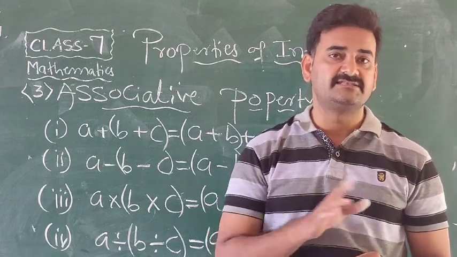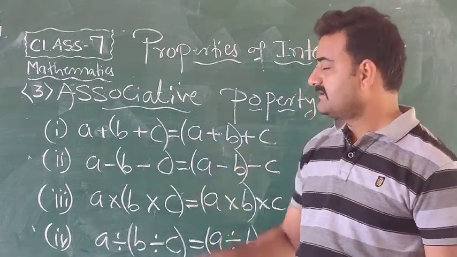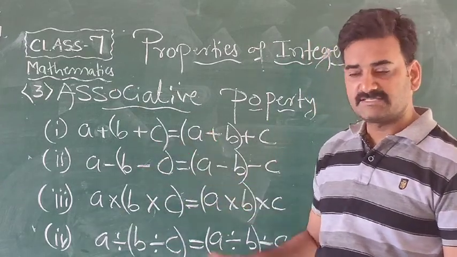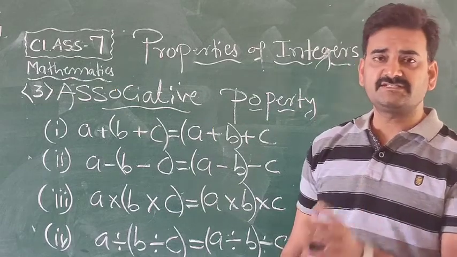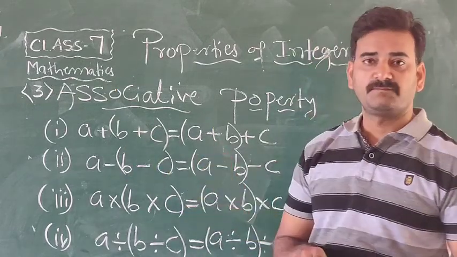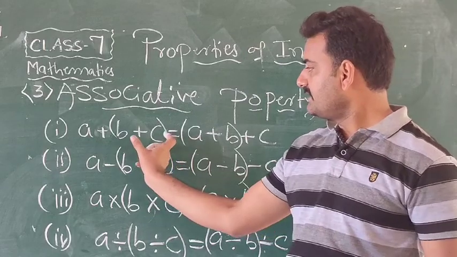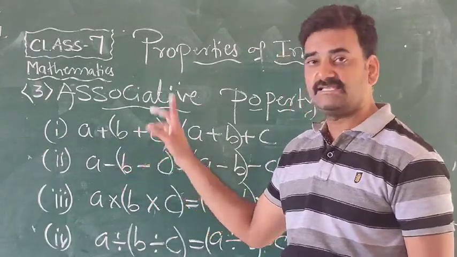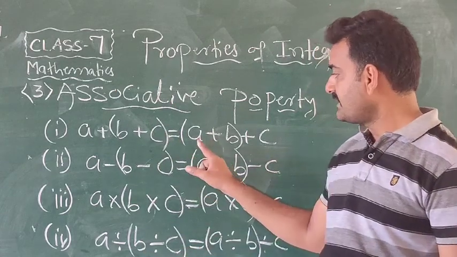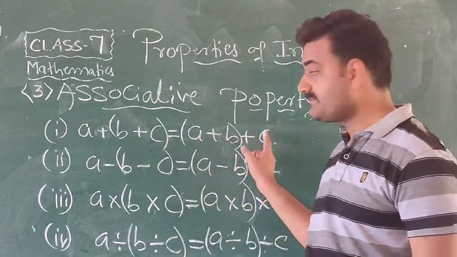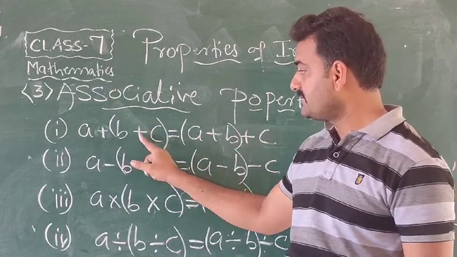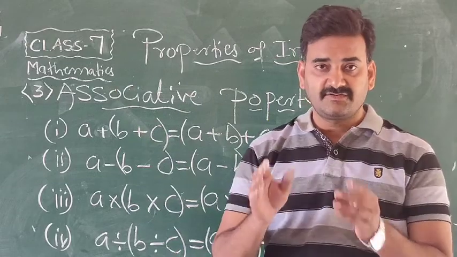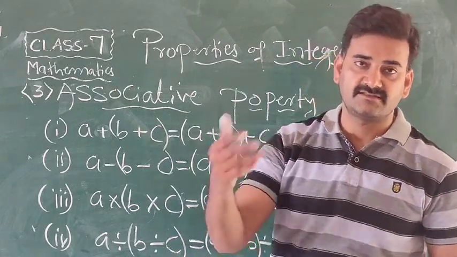Okay. The first one: (A + B) + C is equal to A + (B + C). What is the difference between these two terms? Here first I am going to add B plus C, but here I am adding A plus B first, and later on I am going to add C. Here also B plus C, later on A. So the bracket says that first add this, later on the next one.